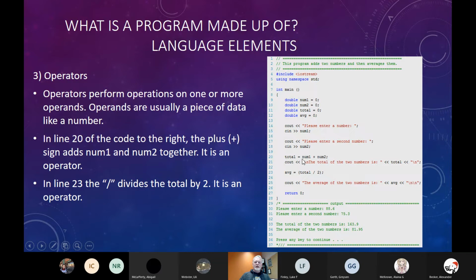I'm just going to add whatever I had set aside in num1 to num2, and I'm going to put that total inside of something that I have named total. So in this line here, the equal sign is an operator and the plus sign is an operator. It is really important. One of the main things of this class is learning the operators and how to use them properly inside of a program.